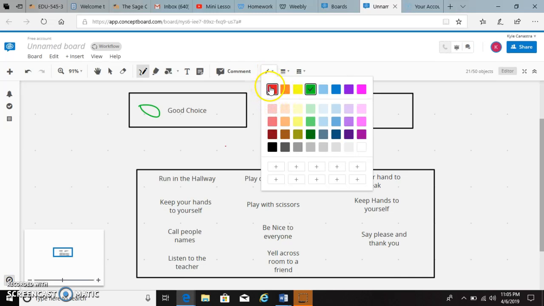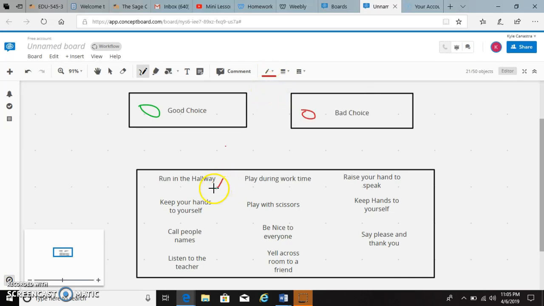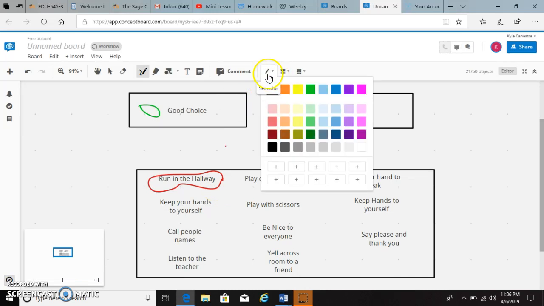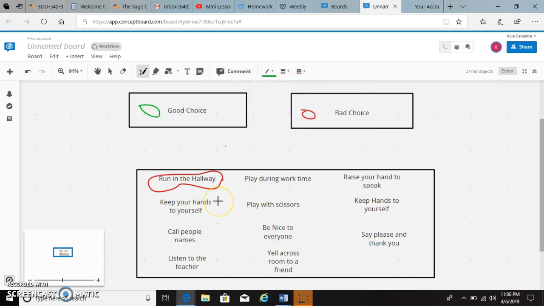Yeah, it's probably a bad choice, right? It's a good way to get yourself into trouble, to go down to the principal. We don't want that. And that's a rule that we have as well, right? We walk in the hallways and we're quiet in the hallways. How about keep your hands to yourself? What do you think? Yep, that's a good choice. Keeping our hands to ourselves, showing that we're ready to move on with the next topic, right?